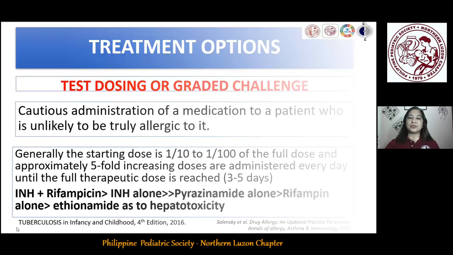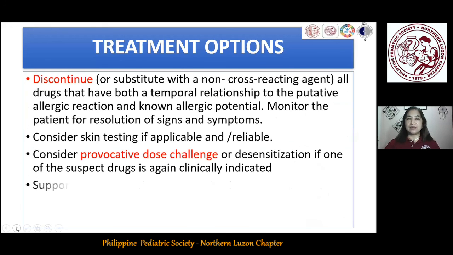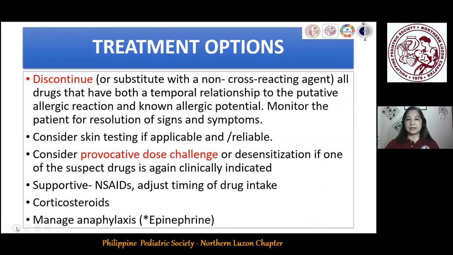So treatment options, again, is discontinuation of the drugs. Consider skin testing if applicable and reliable, and this applies only for type 1 ADRs. Consider provocative dose challenge or desensitization. We give supportive treatments such as giving your NSAIDs for fever and joint pains. Adjust the timing of drug intake. So sometimes we have to deviate from the usual instruction. We give corticosteroids, and of course, during anaphylaxis, we have to give the drug of choice, which is epinephrine.